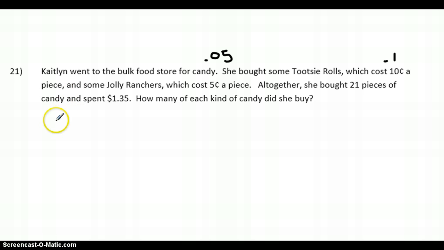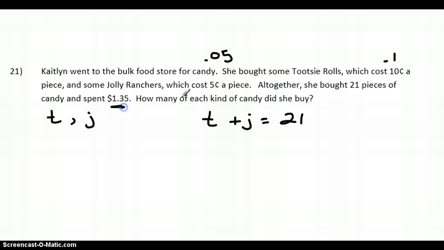Okay, so I can use two different variables right here. Let's use T for Tootsie Rolls and J for Jolly Ranchers. Or if you prefer, we can use X for one and Y for the other. I'm going to start off by saying that altogether, she bought 21 pieces. So my first equation would be T plus J, all the Tootsie Rolls plus all the Jolly Ranchers she bought, is 21 pieces.